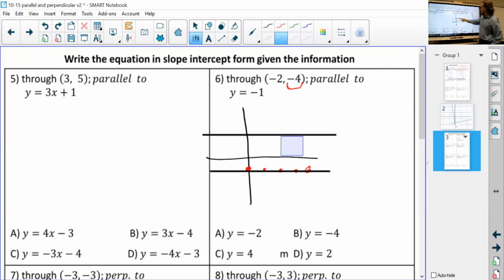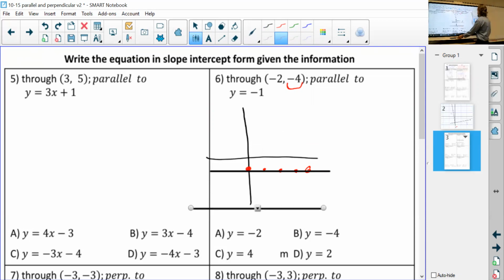So the only line that's horizontal and goes through -2, -4, it would have to be somewhere down here. So y would have to equal -4. There you go. There's a free answer. If we said perpendicular to that, why not? We can't do reverse reciprocal, because the reverse reciprocal of a slope of 0 would still be 0. But the line perpendicular to a horizontal line is actually a vertical line.